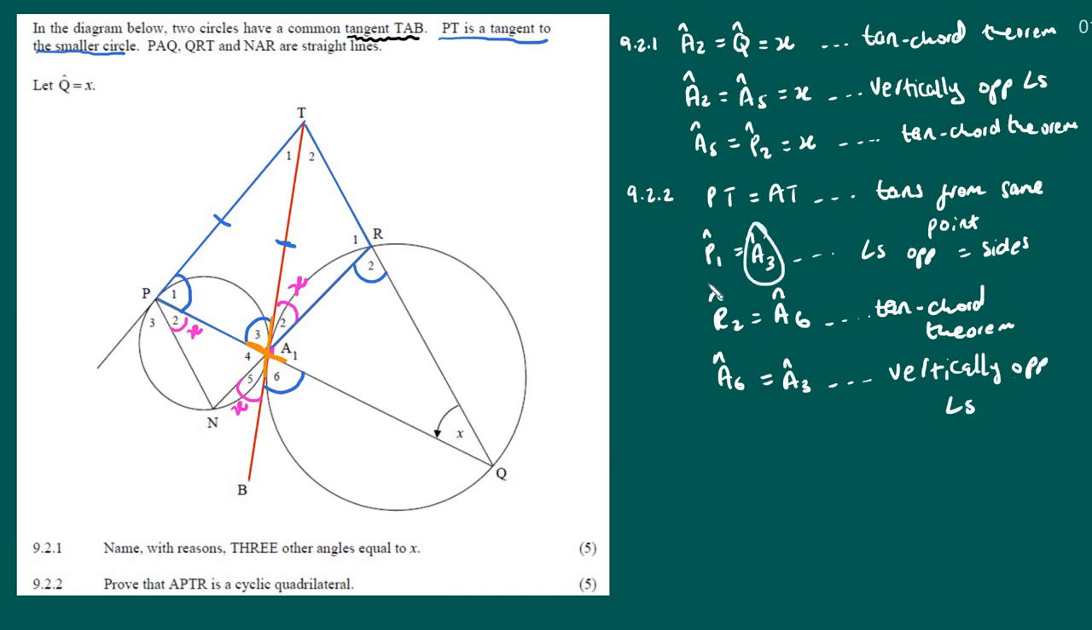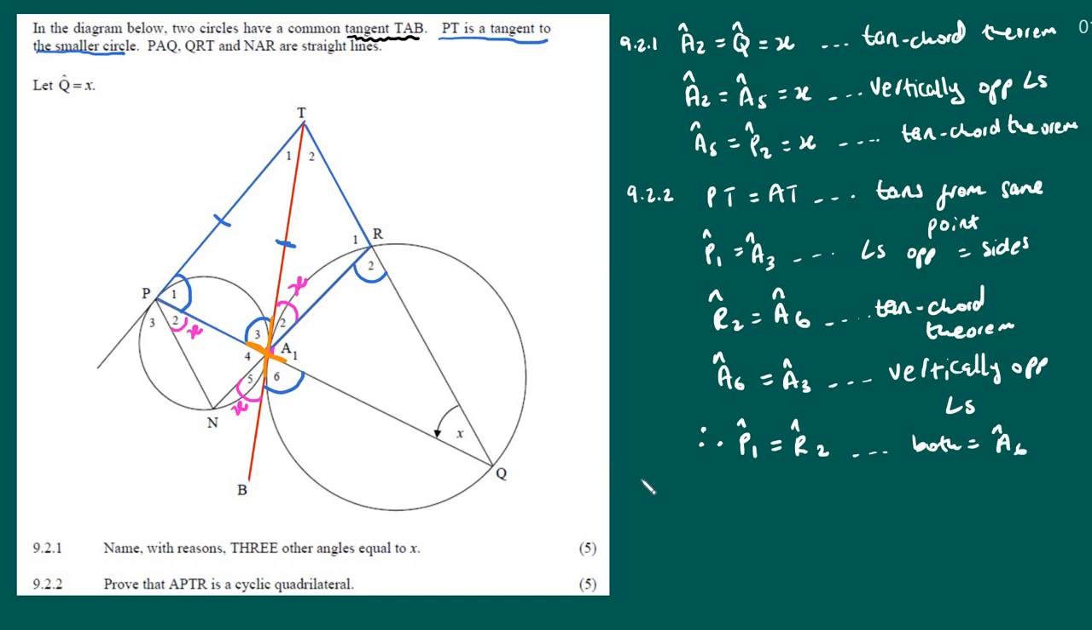But check, A3 is equal to P1. A3 is also equal to A6, while A6 is also equal to R2. Then what does that tell you? They are all equal. Right. So therefore angle P1 is going to be equal to angle R2, right? You can say both are equal to angle A6.